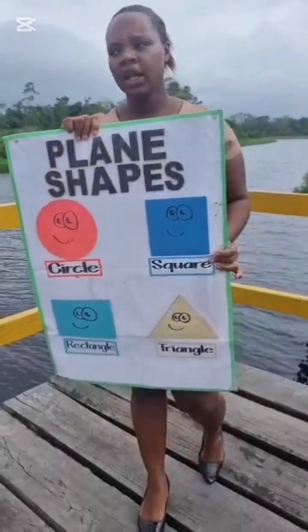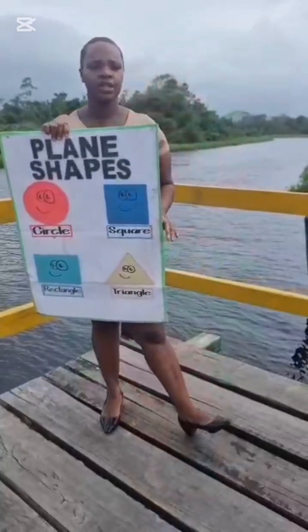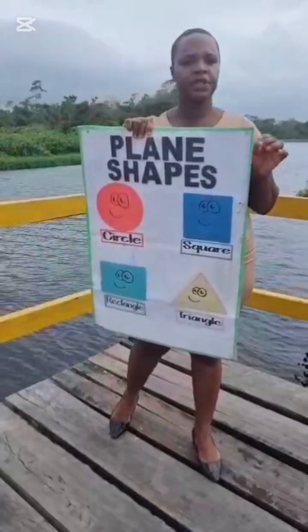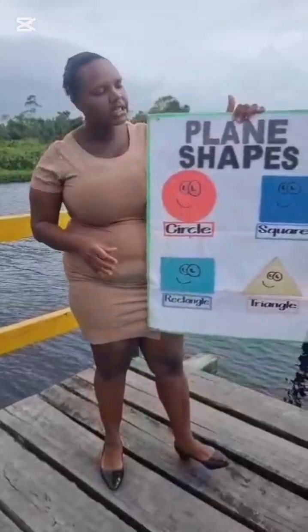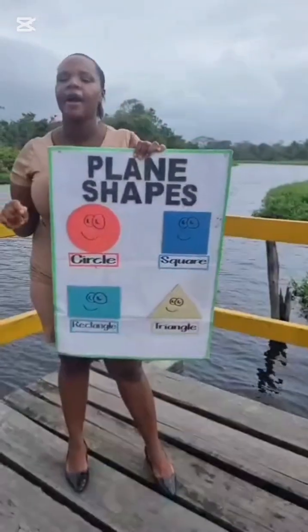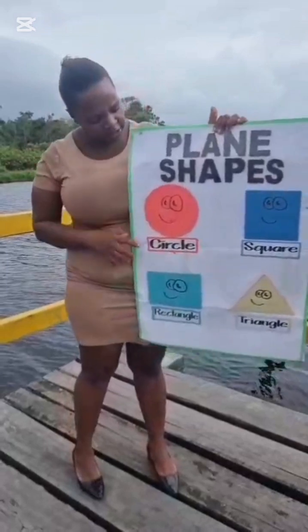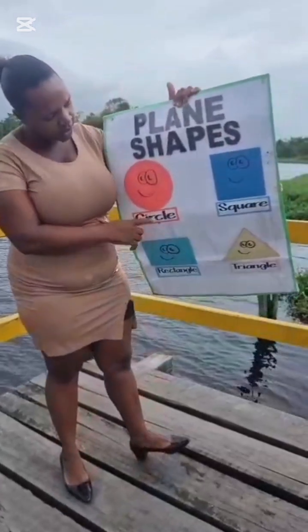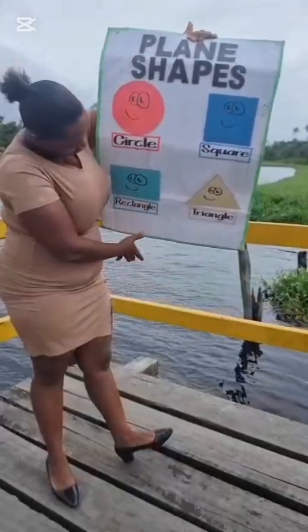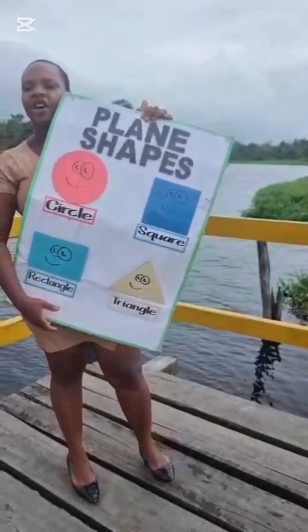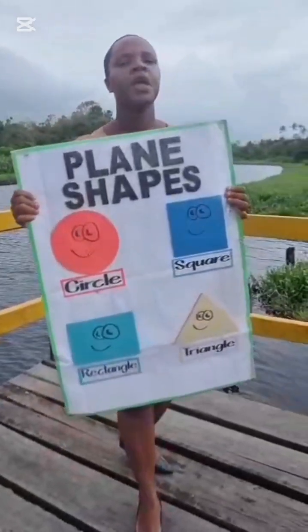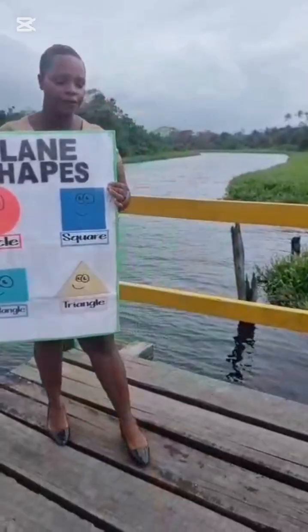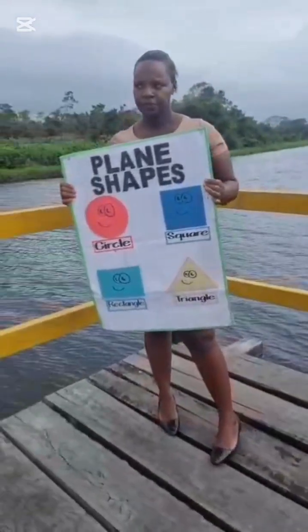At the grade 1 level, I'll be teaching the learners the names of the shapes. The shapes we're looking at directly are plane shapes, and the different shapes we have here are circle, square, rectangle, and triangle. So for the grade 1 learners, I'll be teaching them the names of the different shapes.